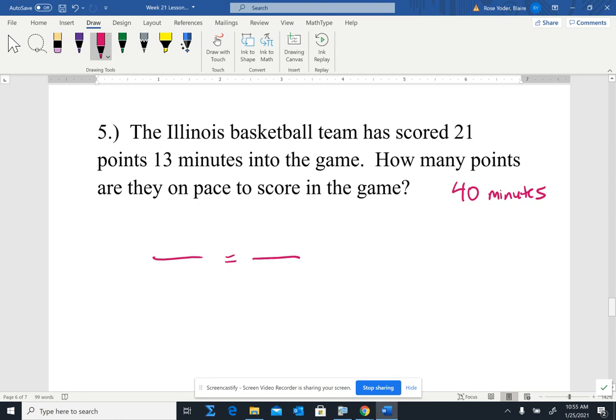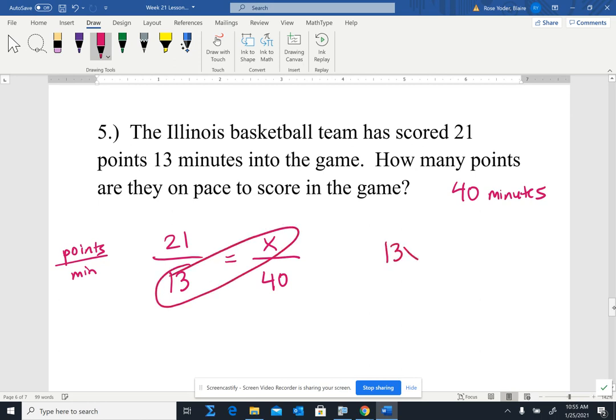So I'm going to go with 21 points for 13 minutes. I'm going to set mine up using points and minutes, but that's not the only way to set it up. I'm going to say they've scored 21 points in the 13 minutes that they've played so far. How many points? So that's my X for how many points in a 40-minute game. And then let me do my quick cross multiplying.